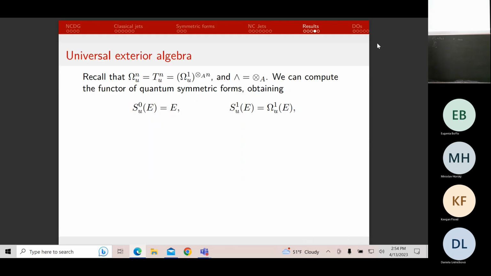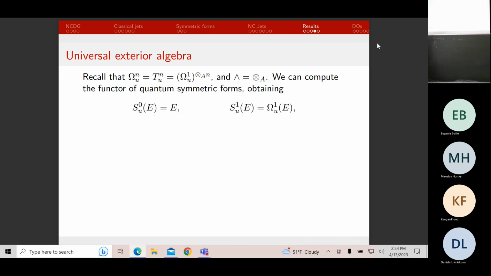Okay, so let's see a purely non-commutative example now, in the universal exterior algebra. I recall that the universal exterior algebra is just a tensor algebra over the kernel of the multiplication. So let's first describe the functor of symmetric forms. By definition, the first two degrees must coincide with the exterior algebra. So the zero grade on E is E itself, and the one grade on E is the universal one-form.